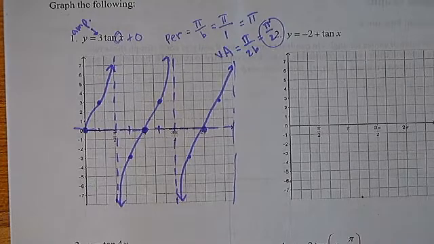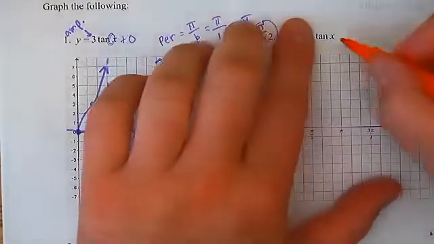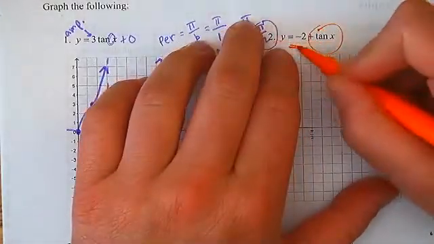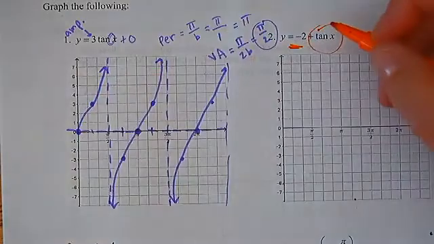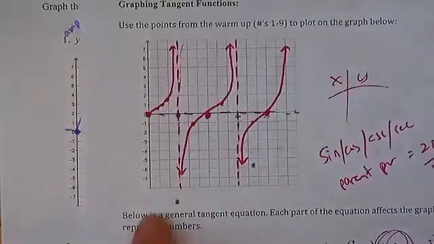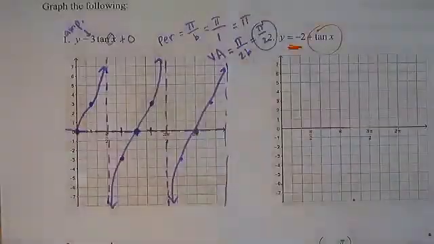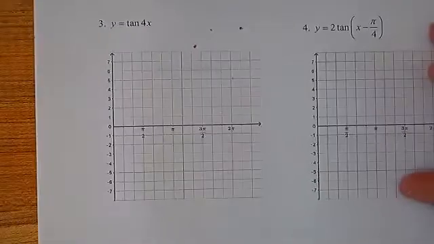Let's try another one. For number 2, it's literally the parent, but shifted down 2. So I don't really find that one necessary, but it's literally going to look like what we drew down here. Just everything is shifted down 2 units. Okay. Let's try number 3.